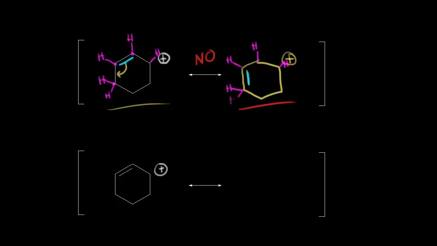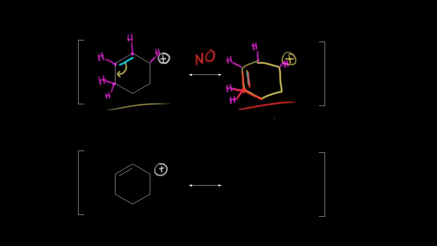and it should be obvious why this resonance structure is incorrect. Let's focus in on this carbon right here, the one I marked in red. How many bonds are there to that carbon? Well, here's one bond, 2, 3, 4, and 5. That's 5 bonds to a carbon.